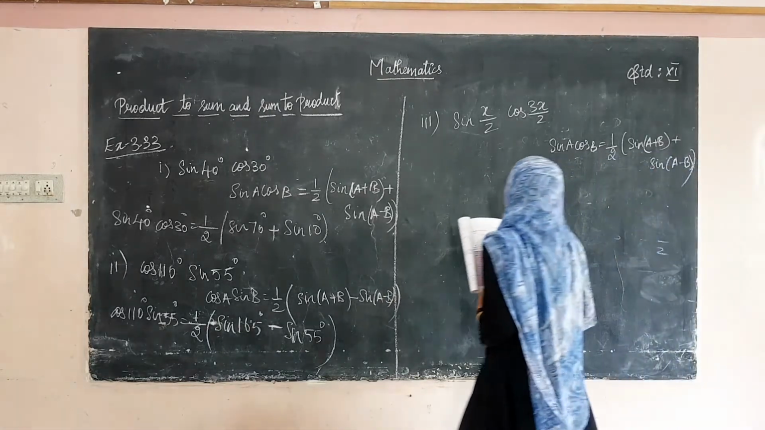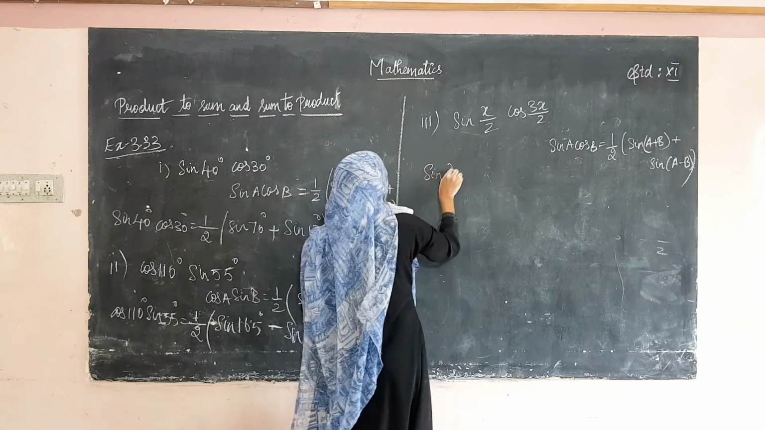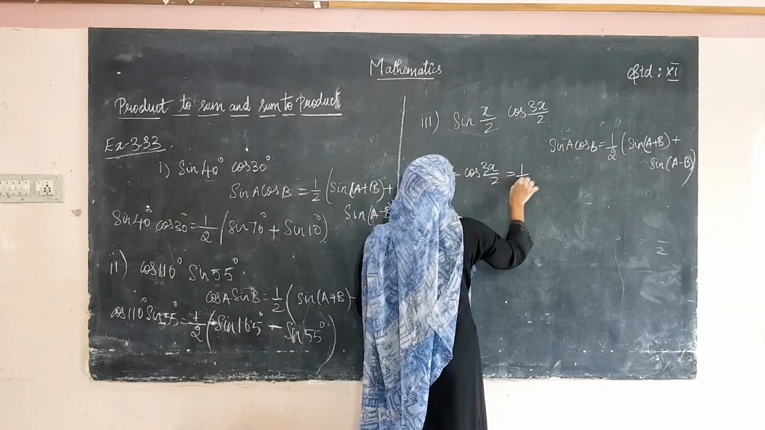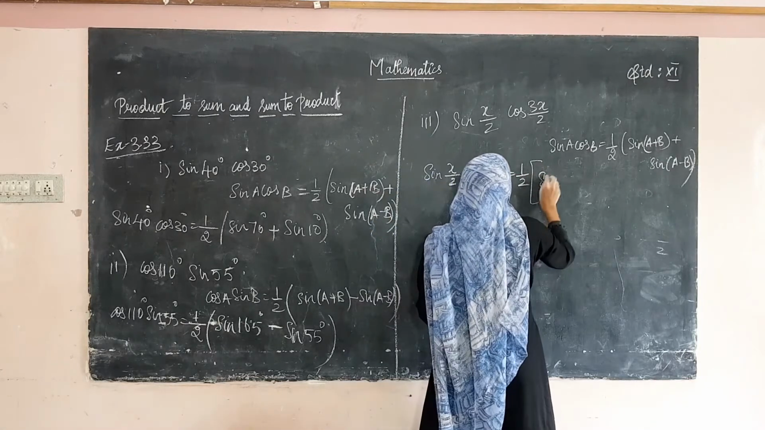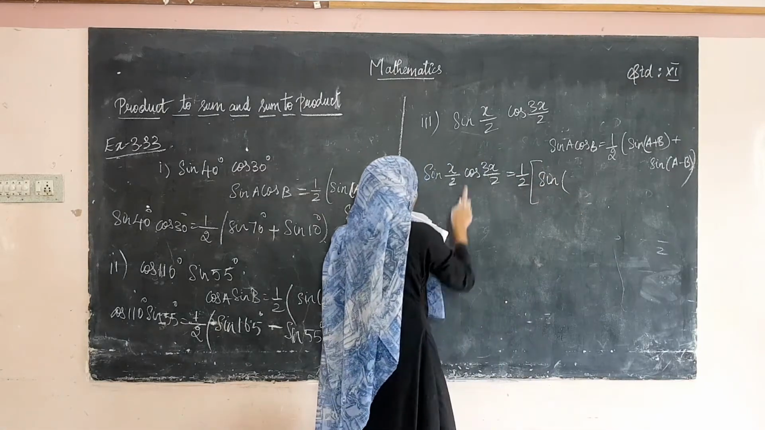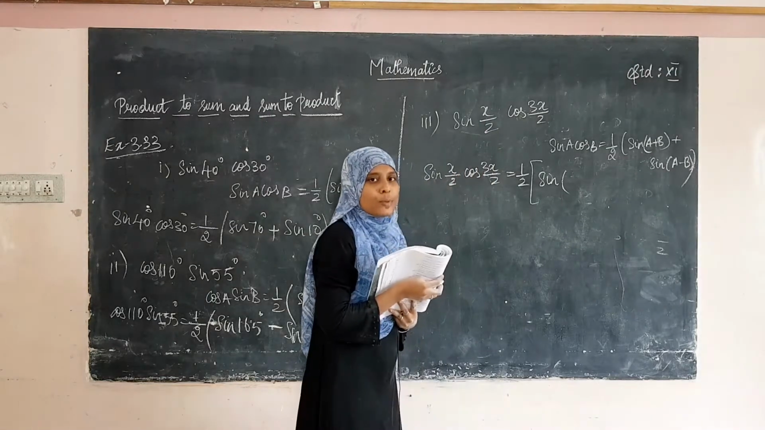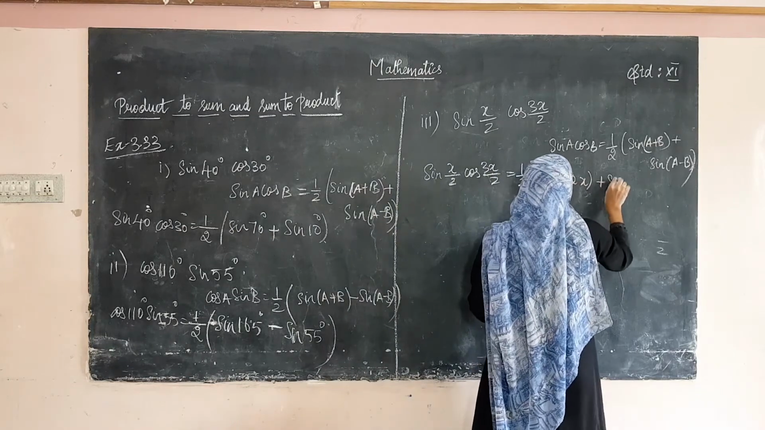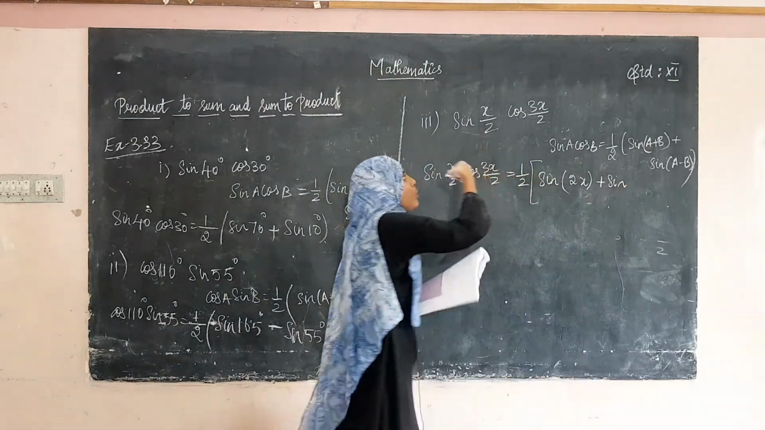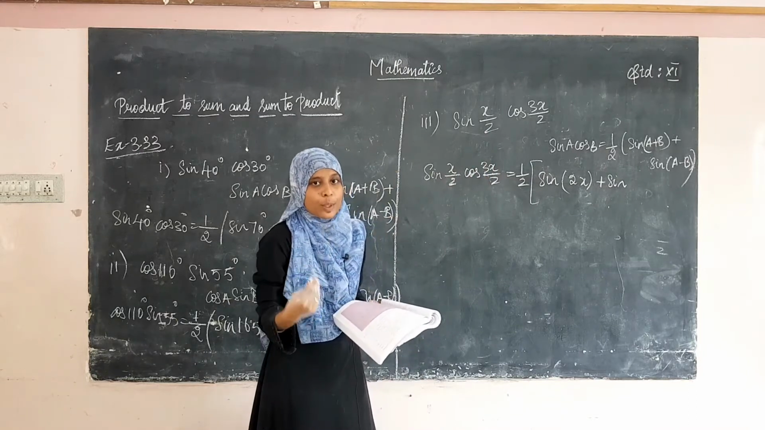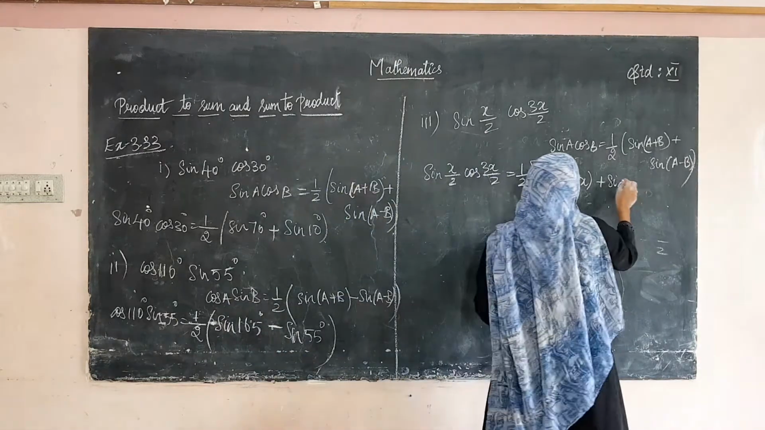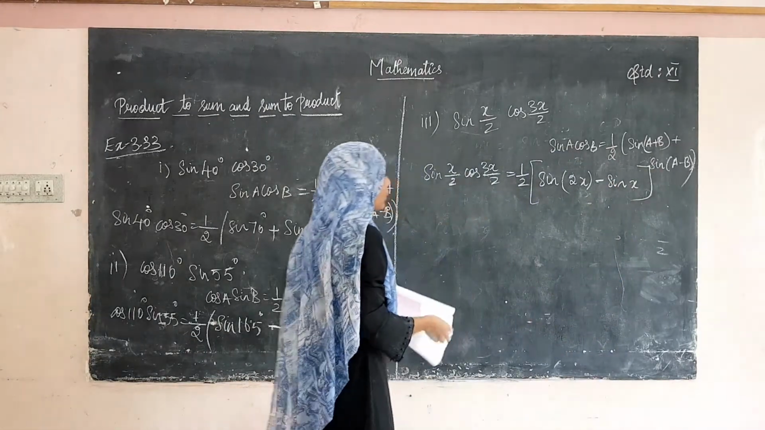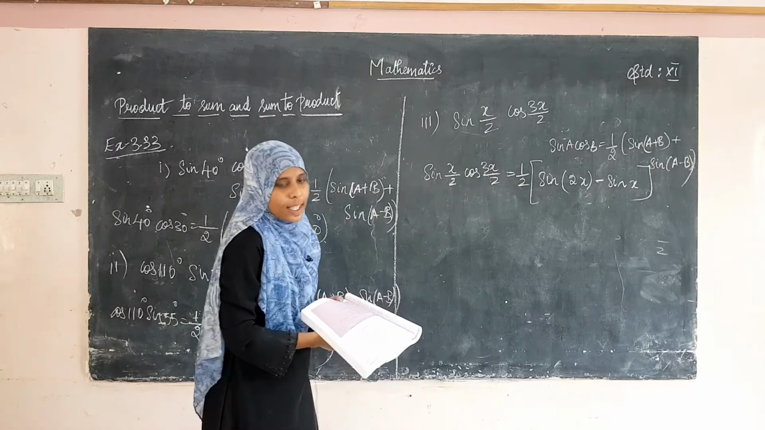Okay, shall we find the answer? Sin a is x by 2, cos b is 3x by 2, which is equal to 1 by 2 into sin a plus b. X by 2 plus 3x by 2 is 4x by 2, which is 2x, plus sin a minus b. That is x by 2 minus 3x by 2 is minus 2x by 2. It is minus x. So sin of minus x is minus sin x. Okay, got the answer? 1 by 2 into sin 2x minus sin x.